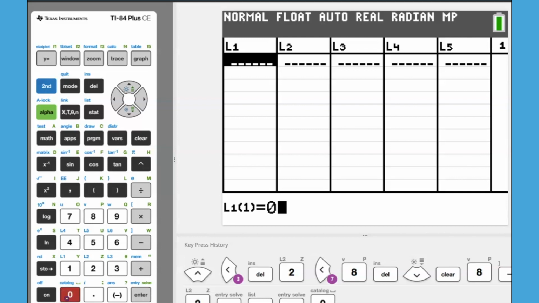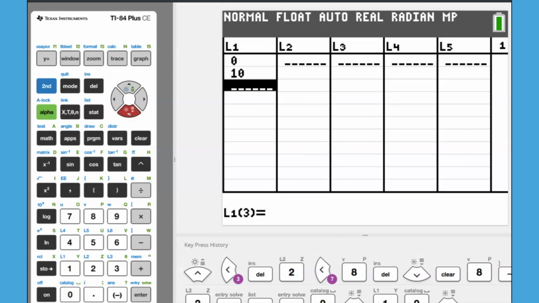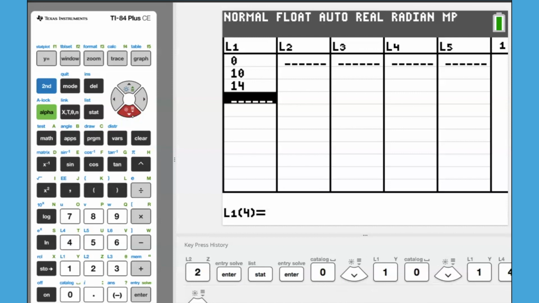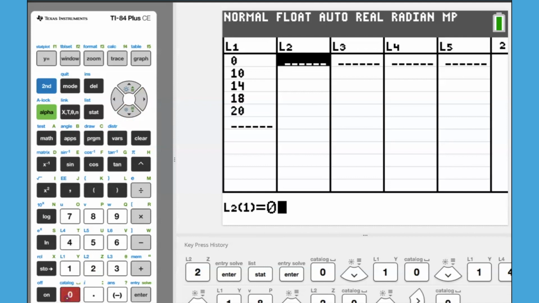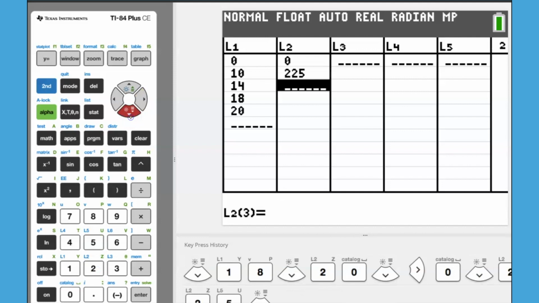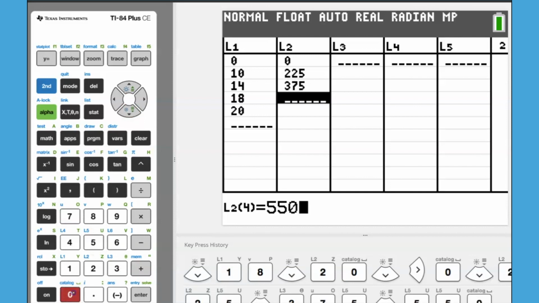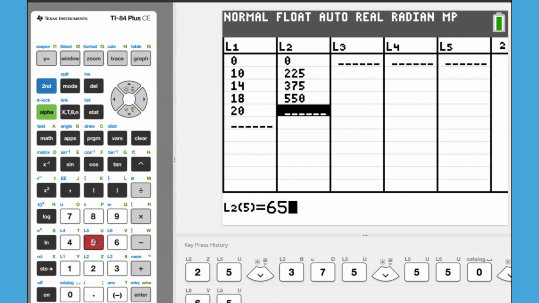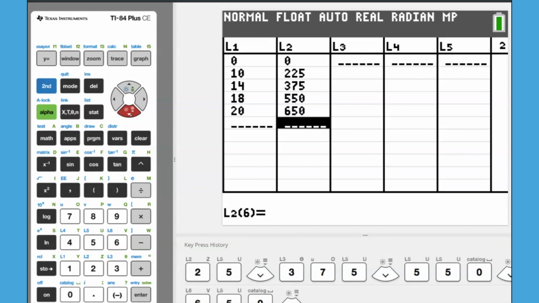So I'm going to have a 0, and then a 10, and then a 14. Okay, and then an 18, and then a 20. Okay, and then in L2, I'm going to have a 0, and a 225, a 375, 550, and 650. So I have my data all entered into my calculator, and I am ready to make the calculation.